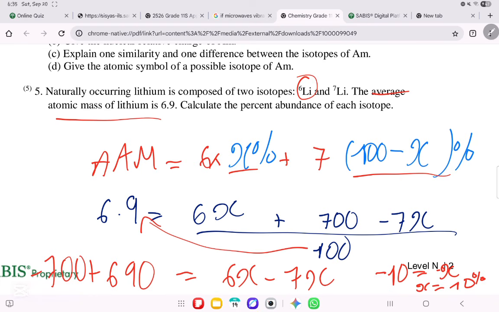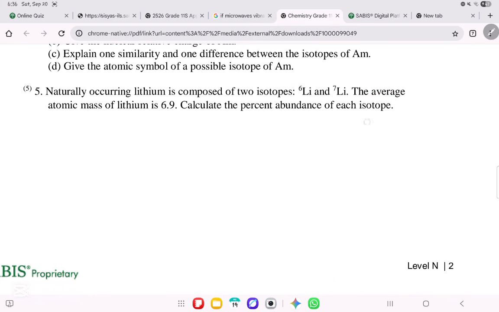Now this percentage corresponds to which one? Corresponds to lithium-6. So the percentage abundance of lithium-6 is 10%, and for that of lithium-7, it's going to be 100 minus 10%, which is what? Which is 90%. Okay, perfect. We'll move on to the next question.